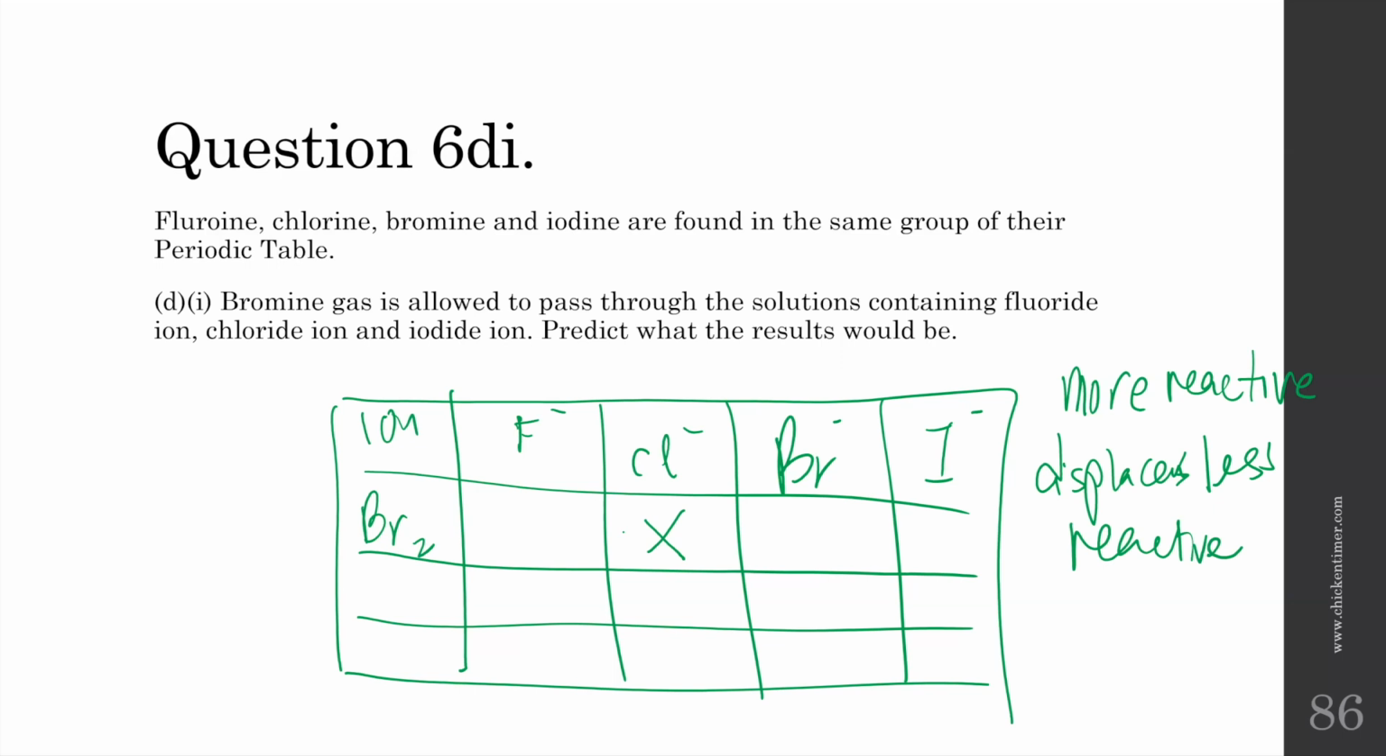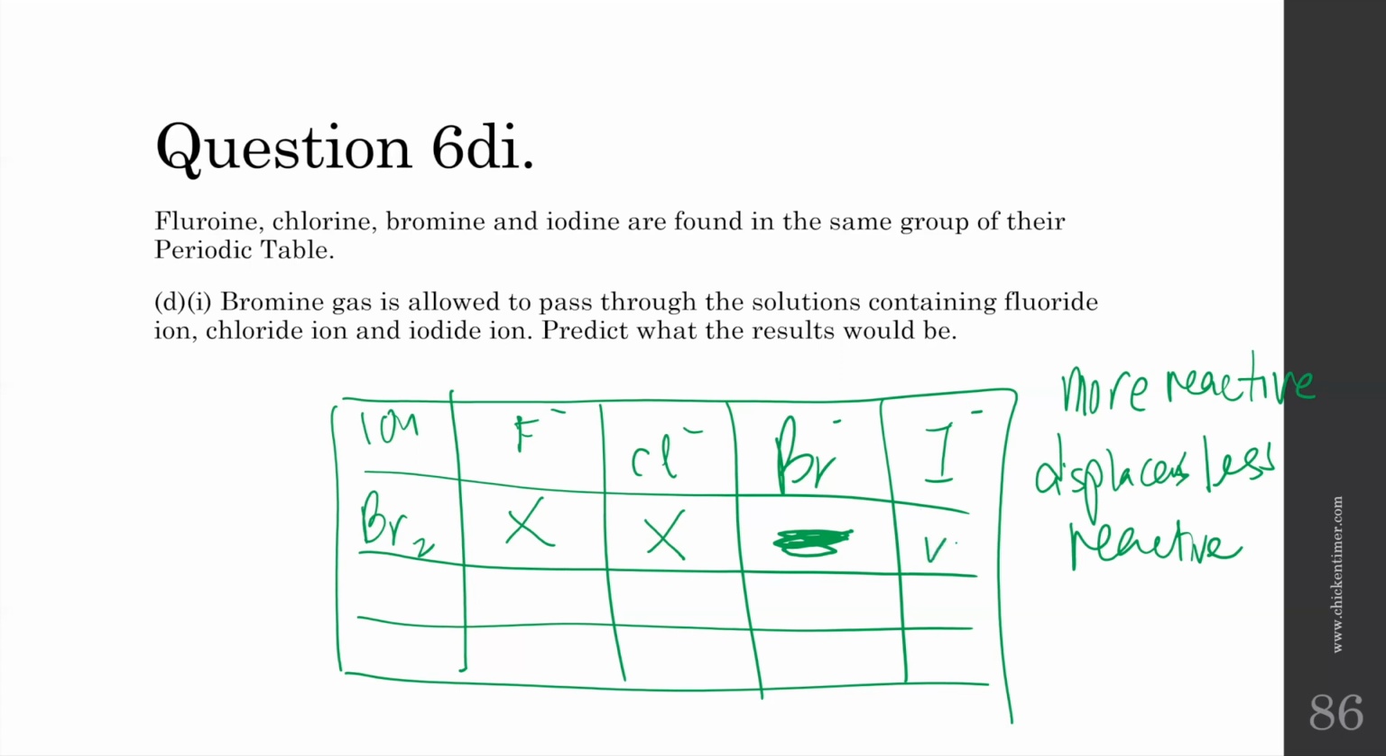Chlorine is more reactive than bromine. Any reaction? But what you do is you have bromine gas passed into the fluoride ion. Can displacement happen? No. So this is on its own, so no reaction here. Then the last one, bromine and iodide. Iodine is less reactive than bromine. Any displacement takes place?